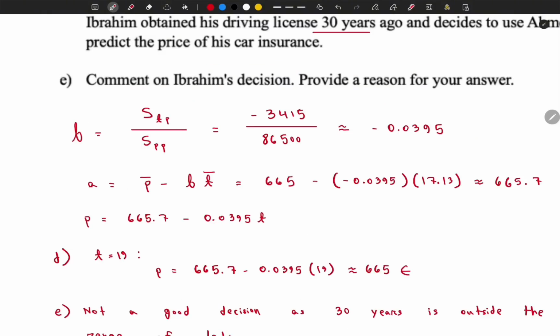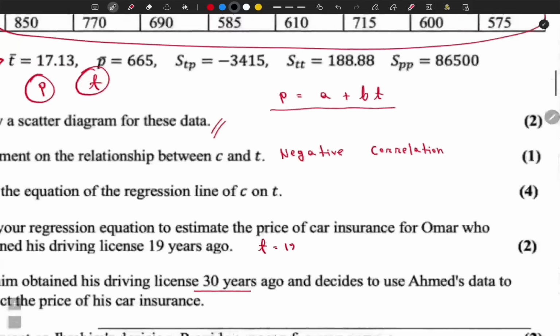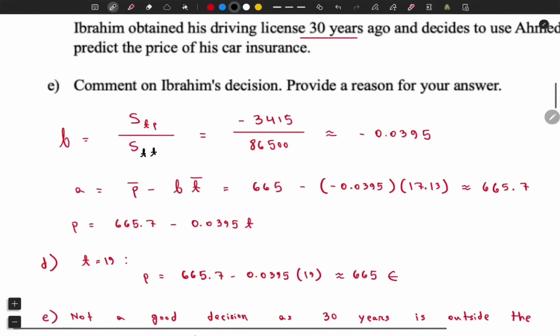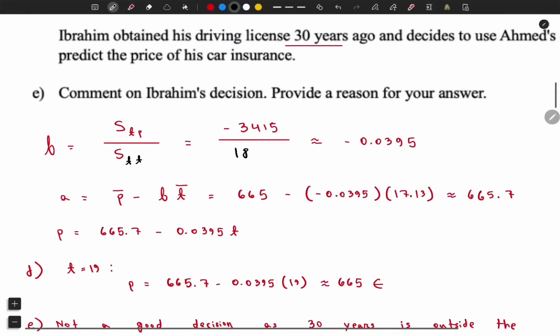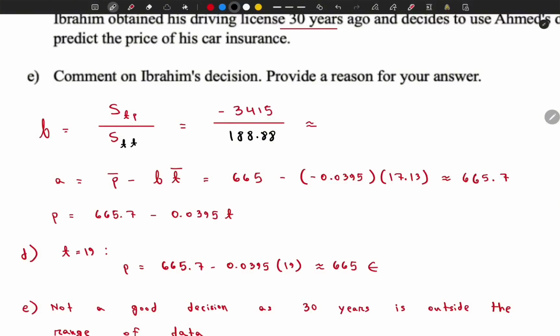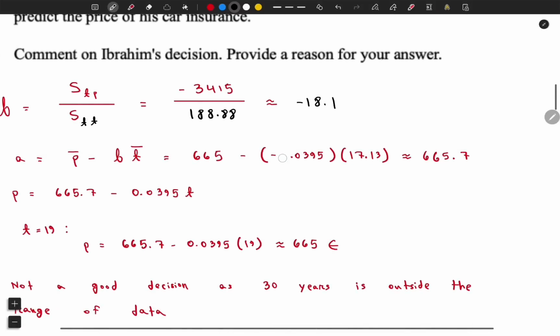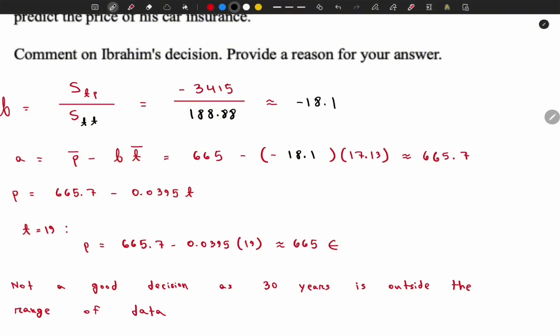Now recalling back to the second question, there was a slight mistake in finding the value of b. I had written the formula as summary statistic of TP divided by the summary statistic of double P. This will actually be double T. So the summary statistic of double T is 188.88. So this is equal to around negative 18.1.